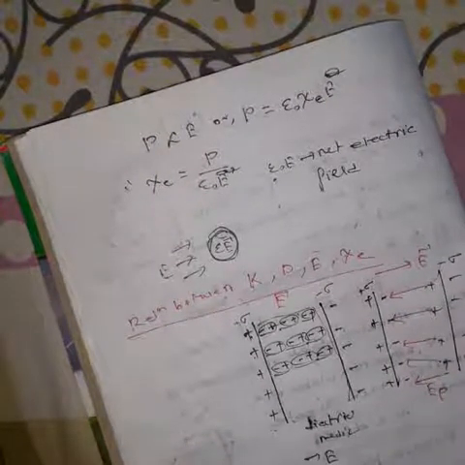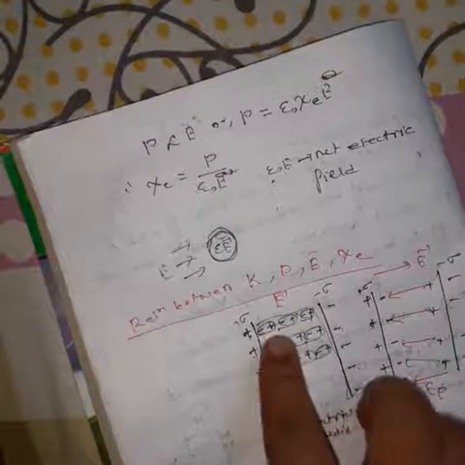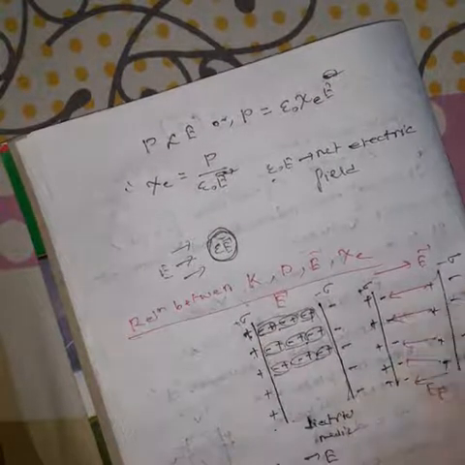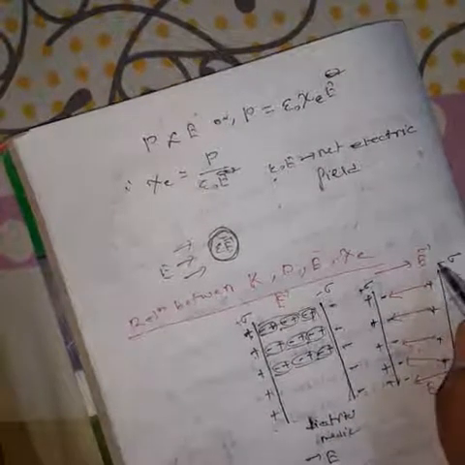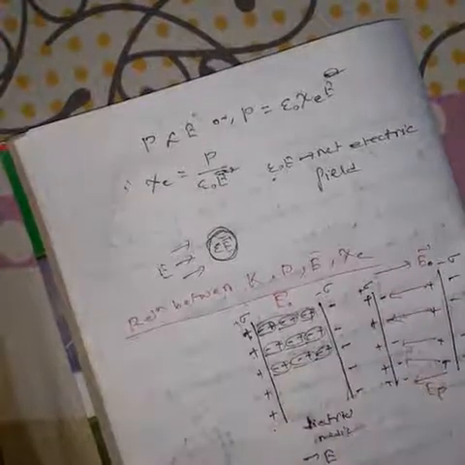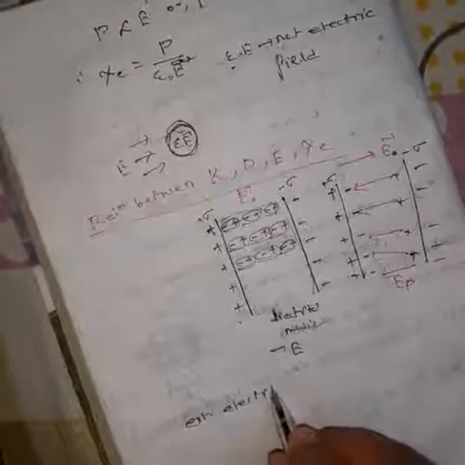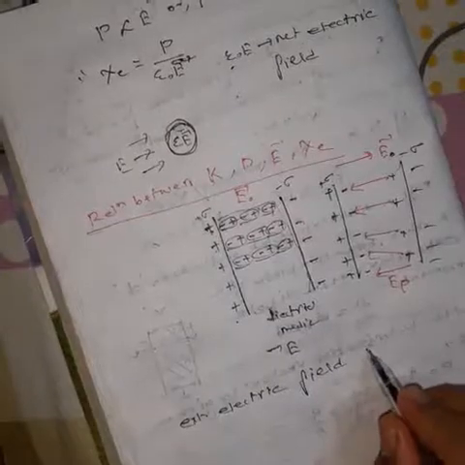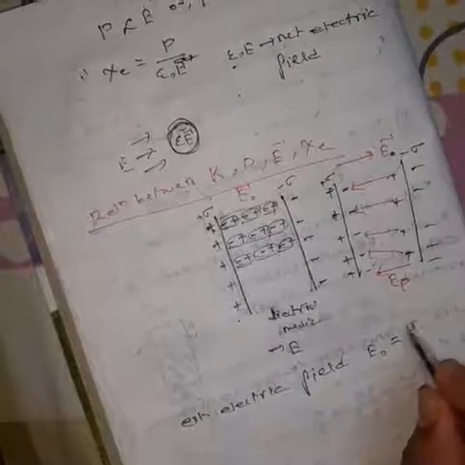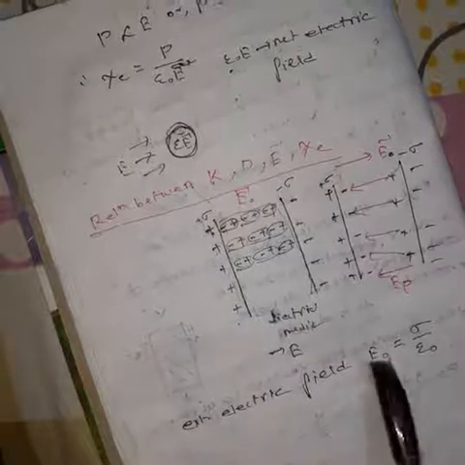Okay, and by this process of polarization, induced dipole moments are created, and due to that there is a polarization electric field. So let us call it E0, the external electric field. The external electric field E0 is sigma by epsilon 0. You can ask me how we have got that.